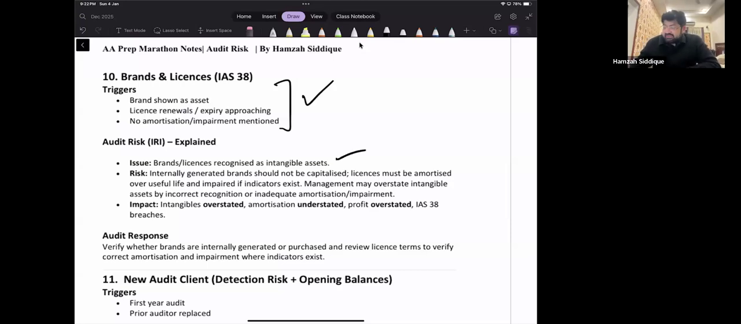So the issue you will discuss, whatever it is. Internally generated brands should not be kept alive. License must be amortized over useful life and impaired if an indicator exists, whatever the condition. Again, scenario information, whatever is relevant, you will write. Management may overstate intangible assets by incorrect recognition, incorrect amortization, or impairment. So intangible assets may be overstated, amortization understated, and profits overstated.